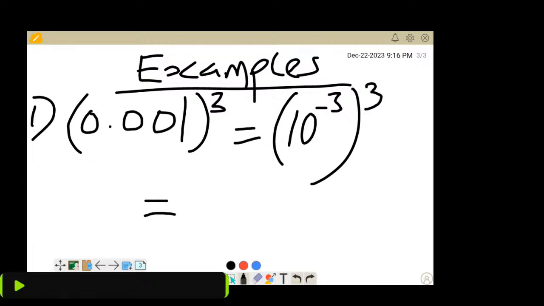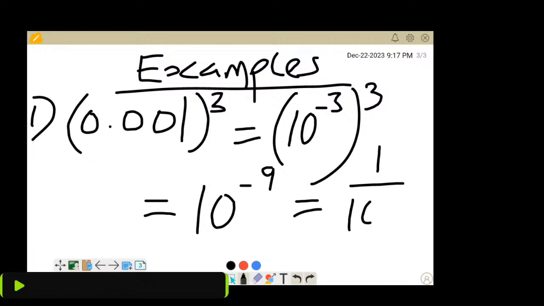If you use one of our laws, I think the third law that is dealing with the product of powers, we can have 10 raised to power minus 9. And we cannot stop here. We can proceed to use the negative index law, so we have 1 over 10 raised to power 9, and this can be our final answer. It's as simple as that.